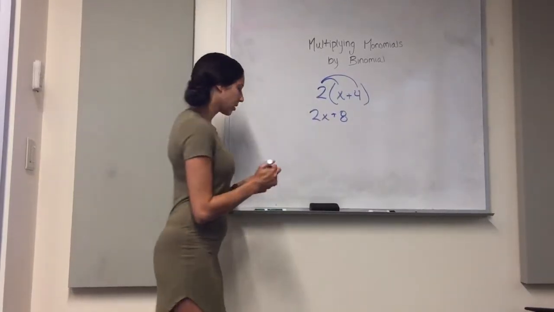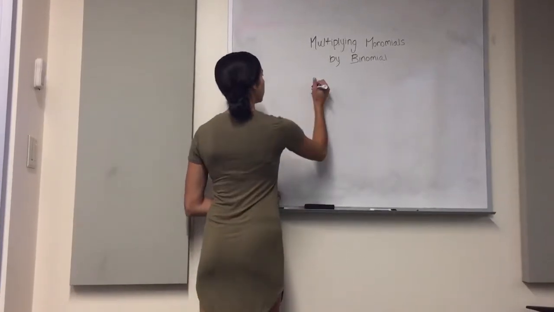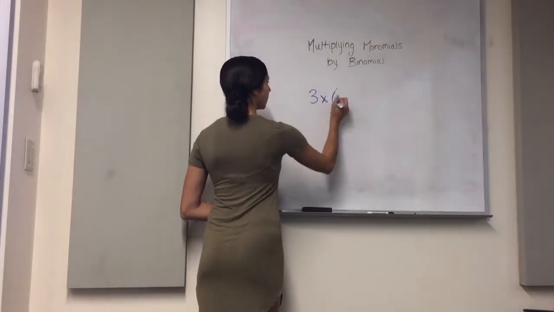And we're multiplying because there's no other symbol here of addition or subtraction, and so that's how we know this is multiplication. So now, we're going to take a look at what it looks like when we have an x on the outside.